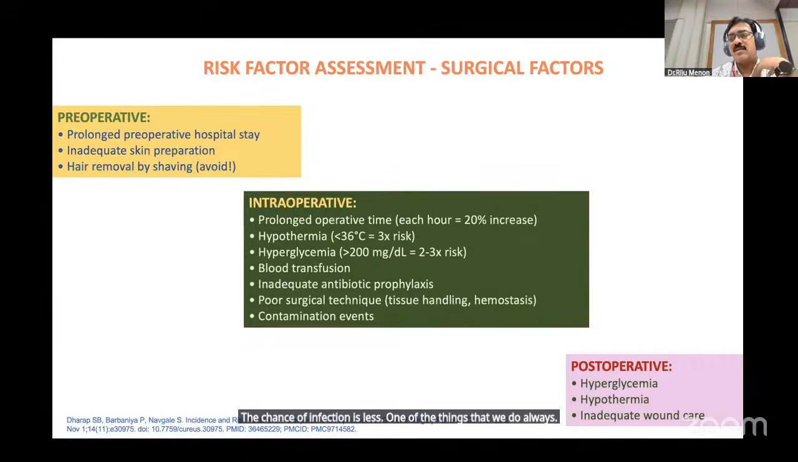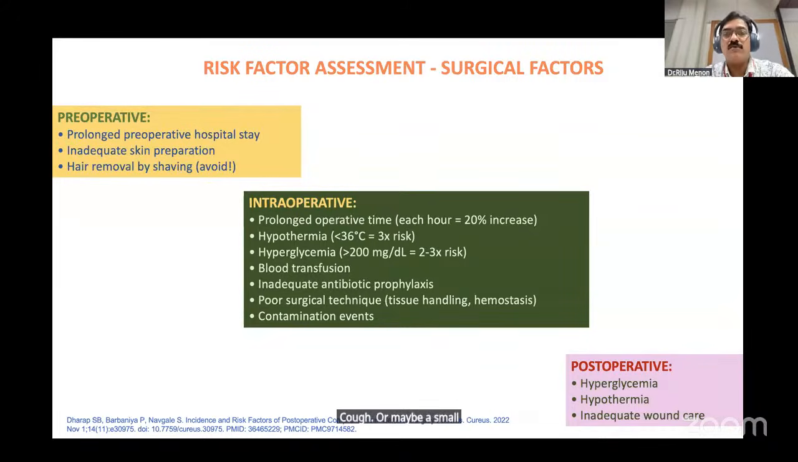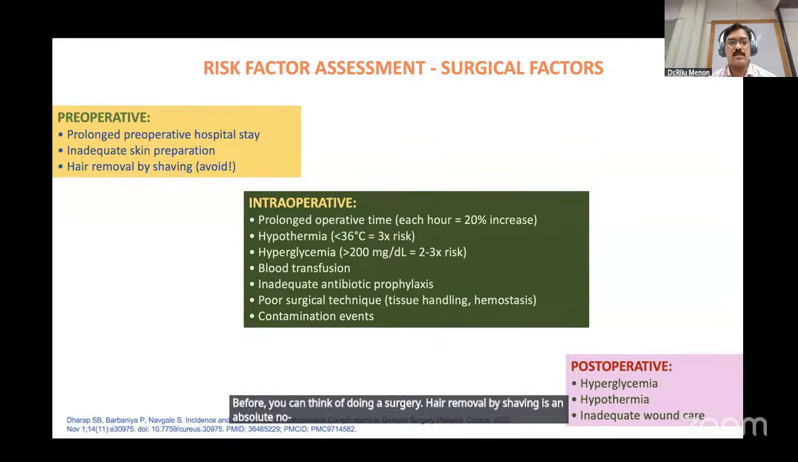One of the things that we do always when we are working up a patient for surgery is to see if there is any infection remote to the site of surgery, any minor infection even. If present, it needs to be controlled. It may be a minor cough, or it may be a small pustule somewhere in the body. But if present, it needs to be cleared before you can think of doing a surgery. Hair removal by shaving is an absolute no-no. It has to be avoided.